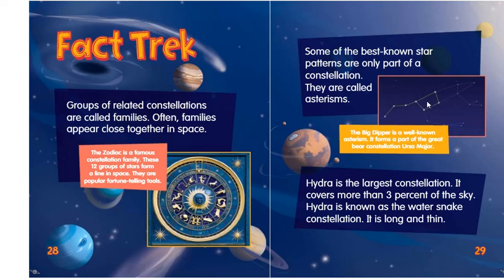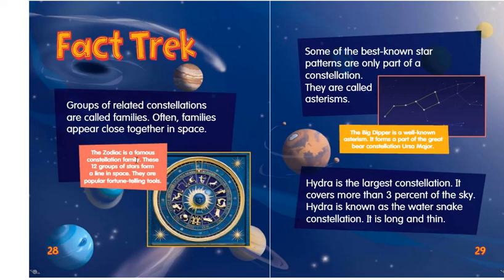So if you're familiar with the Big Dipper, those 7 stars right there that kind of form the shape of a big spoon or a big ladle, the Big Dipper, that actually is part of a bigger constellation called Ursa Major, the Great Bear constellation. And lastly, Hydra is the largest constellation. It covers more than 3% of the whole sky. And Hydra is known as the water snake constellation. It is long and thin.